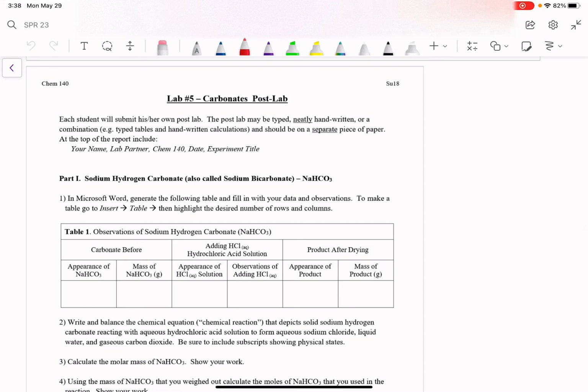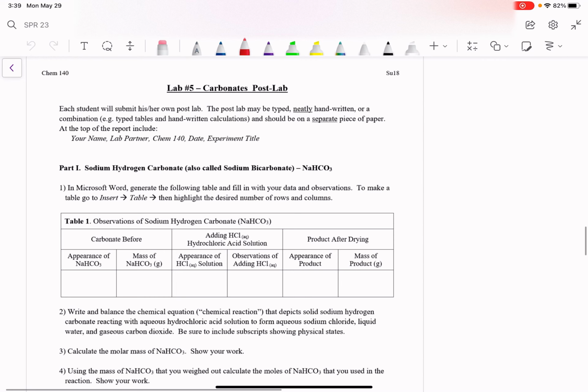I wanted to make a quick video to help you out with post lab number 5 if you're struggling with it. I know that it was somewhat of a quick turnaround, and if you haven't had a chance to watch the videos or if you're still struggling, hopefully this will help you out. So we'll go over the first part together, and then I'll let you do parts 2 and 3 on your own because they're very similar.